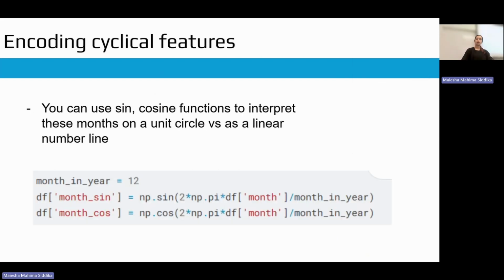So how can you do this in Python? You can use sine and cosine functions to interpret these months or hours on a unit circle instead of interpreting it as a linear number line. So you can use this sine function or this cosine function and use the previous datetime features you extracted and transform them in a way so you have a cyclical version of time.